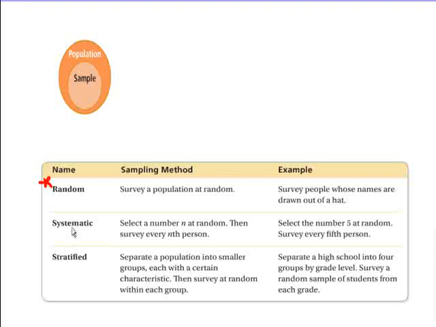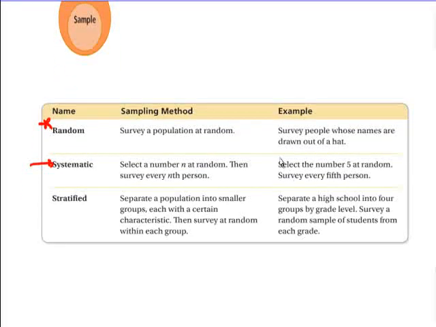Systematic. So systematic is used often. That way it helps out with this random selection. So select a number n at random, then survey every nth person. So select the number 5 at random, then survey every 5th person. So this could be you asking a question about the cafeteria. So every 5 people in the school, you ask them about the cafeteria, instead of asking everyone or randomly picking some people.